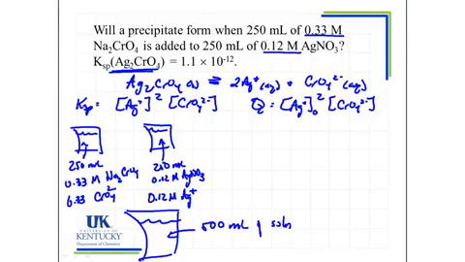And what that does as we add those together is it's going to dilute down the chromate ion concentration because I'm adding the other solution, and it's going from 250 milliliters to 500 milliliters. And I'm going to dilute down the silver ion concentration because I'm adding the other solution and it's going up to 500 milliliters.